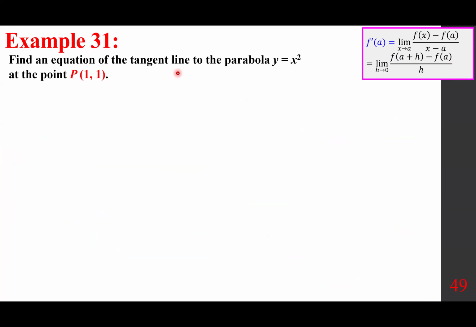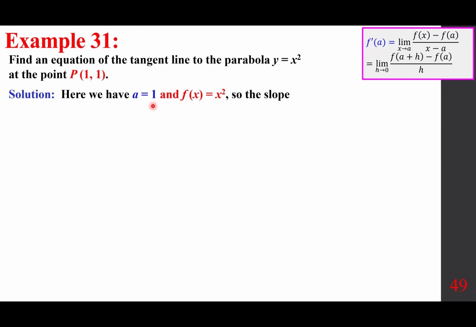Finally, equation of a tangent line to the parabola y equals x squared at the point 1, 1. And what I want to do, again, there are two ways. You can calculate the derivative and then plug in the x coordinate 1, a equals 1 at the end. But for practice, I want to find f prime of a, and I'm going to find it two different ways, just for practice, as it was promised before.